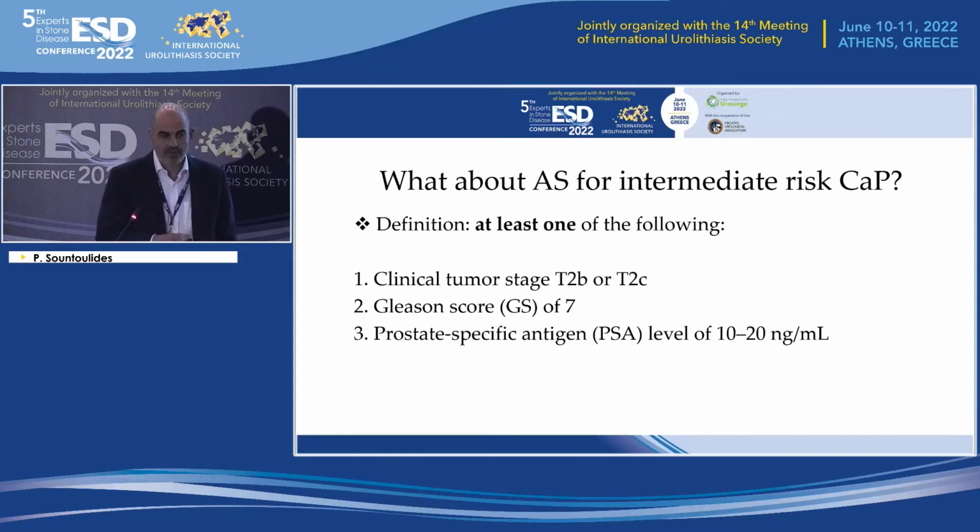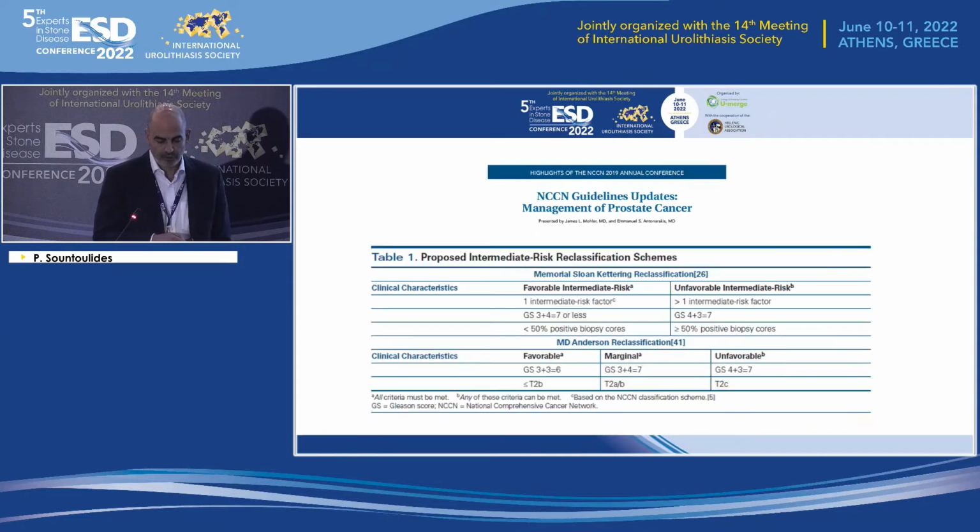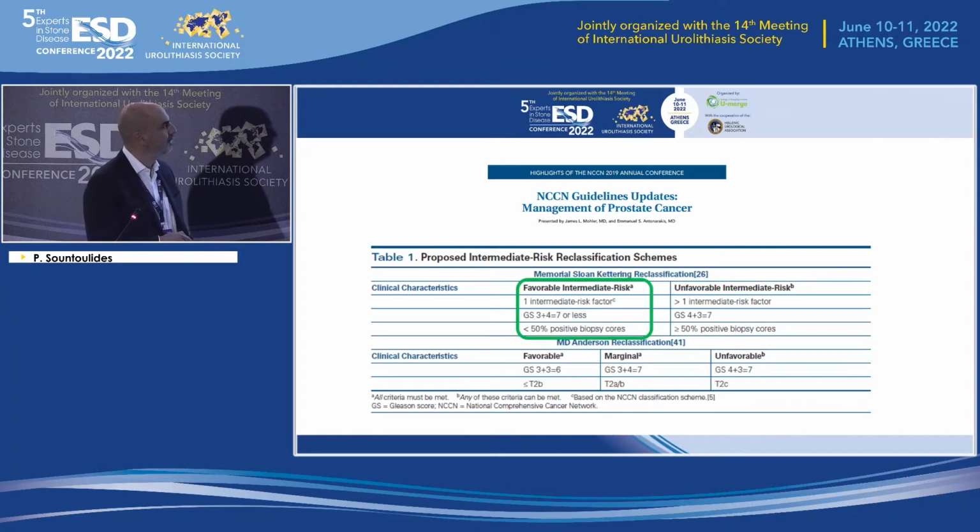This is, as you know, a very large and heterogeneous group of patients. And according to the NCCN guidelines, it has been subclassified into 2 groups. What is called the favorable intermediate risk group.